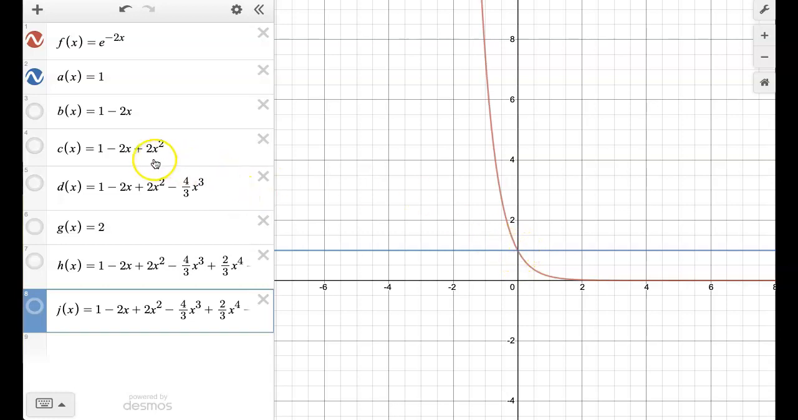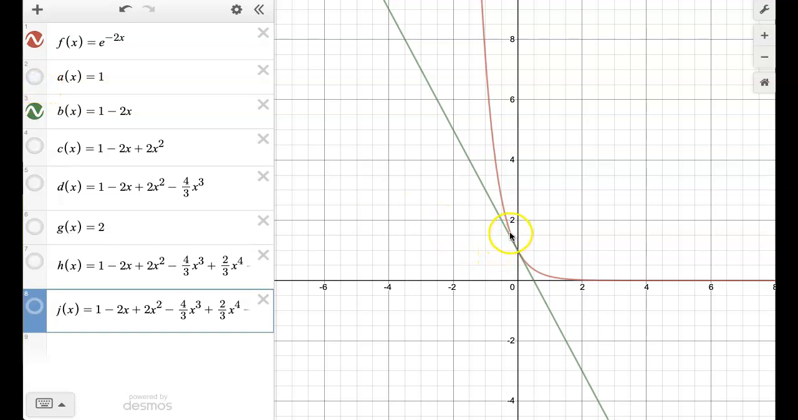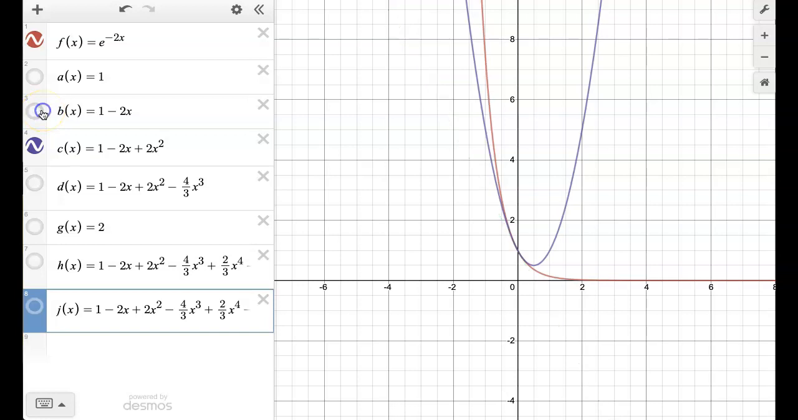So that makes sense. But here, let's do the linear approximation. You see that it gets a little better. Okay, so I'm going to turn this one off. And you see how for these values, like in here, that line is lying along that function of e raised to the negative 2x pretty good. Now if we do the parabolic or quadratic approximation, you see that it's a little bit better.